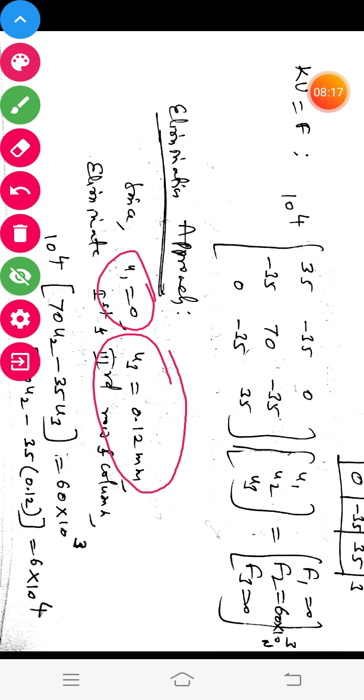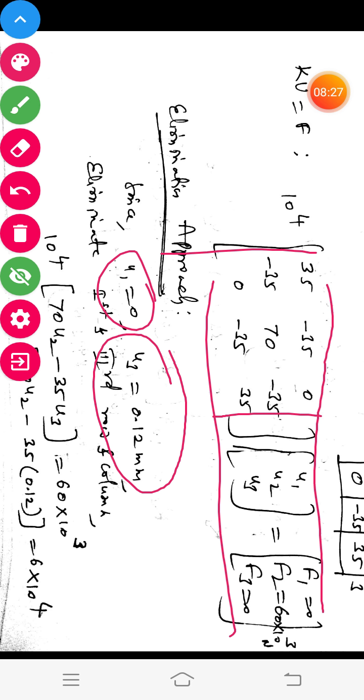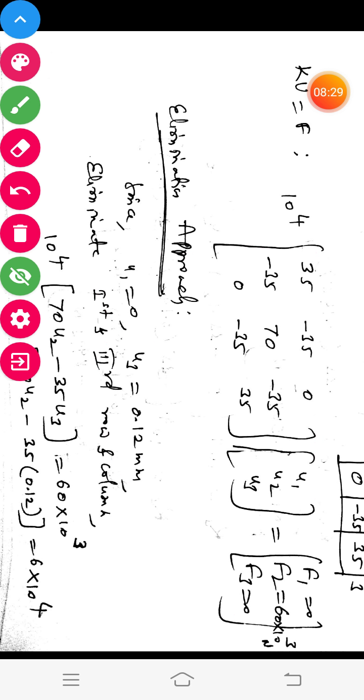According to the elimination approach, no need to solve for U1 and U3, just eliminate the rows and columns like this: the first row, first column for U1, and the third row, third column for U3. Hence only the second equation remains, and we need to solve it for the U2 value. How to solve that?